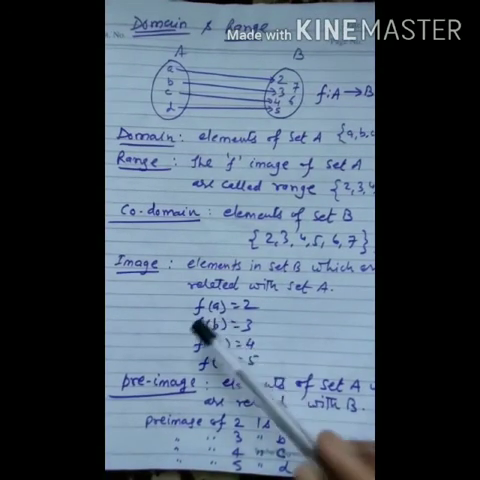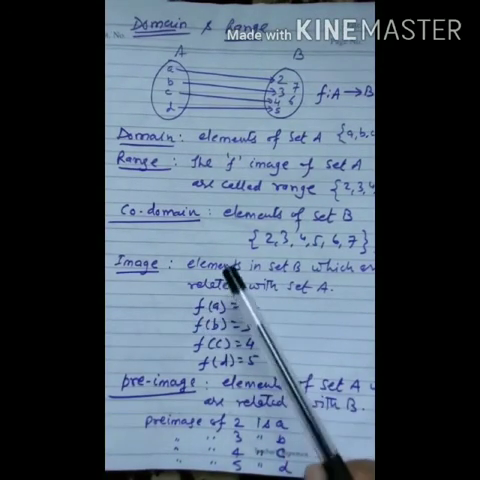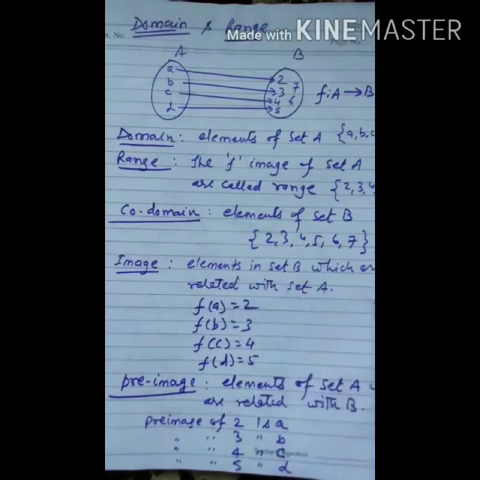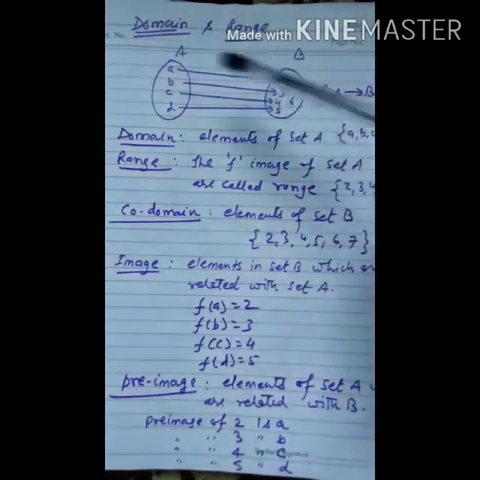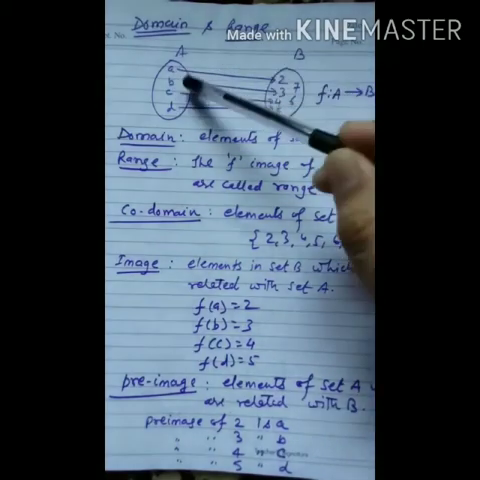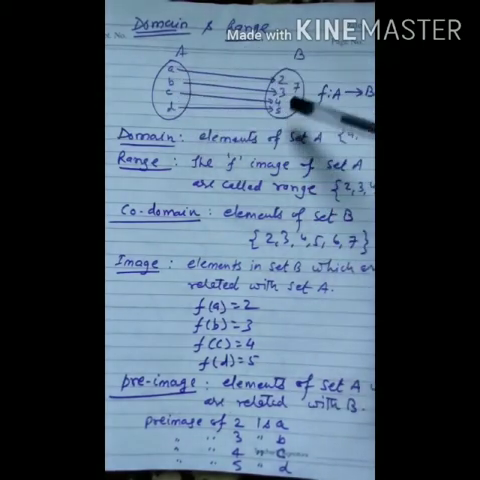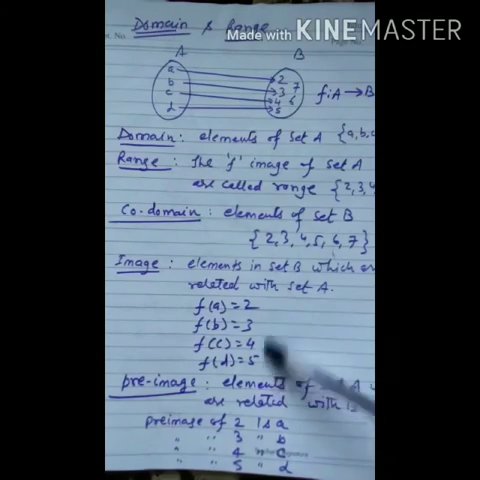After this, image. We can also say that the elements in set B which are related with set A are called images. For example, f of A is 2, f of B is 3, f of C is 4, f of D is 5. So these are the images.